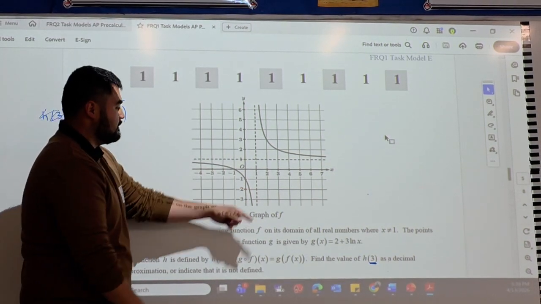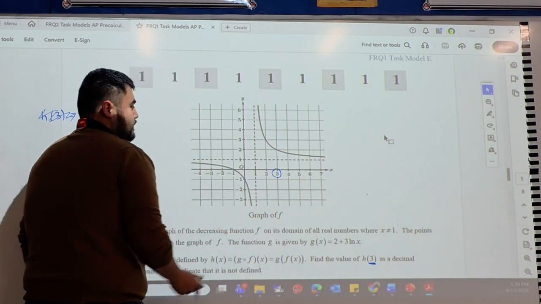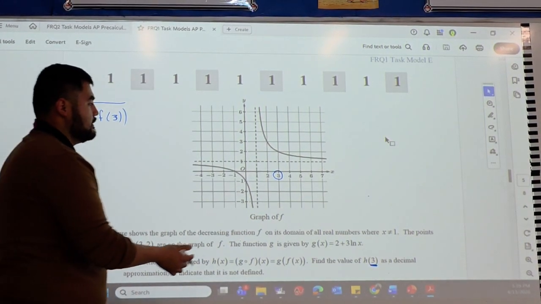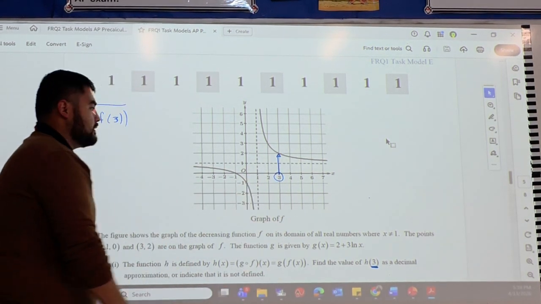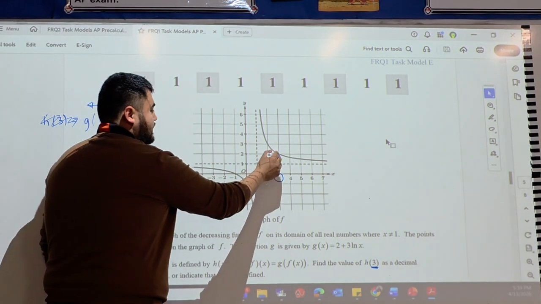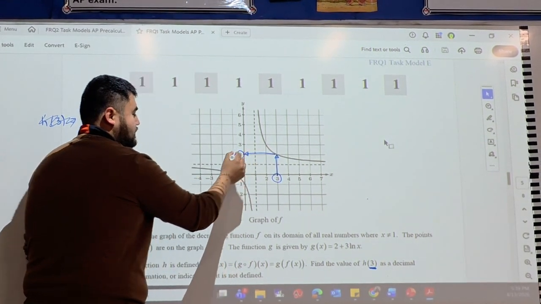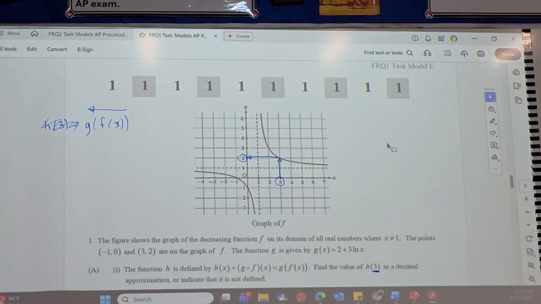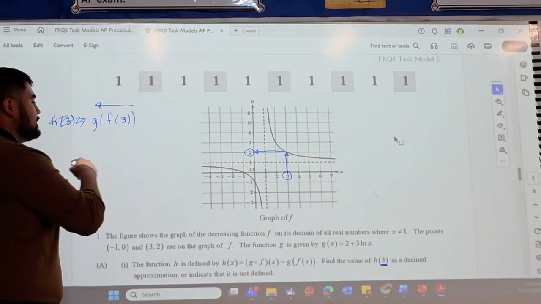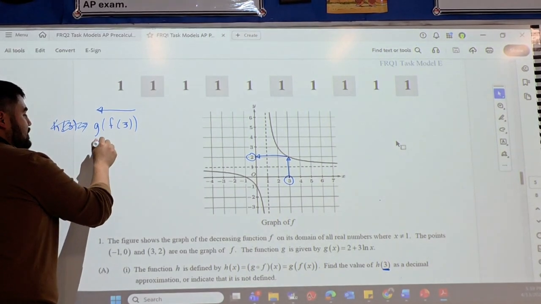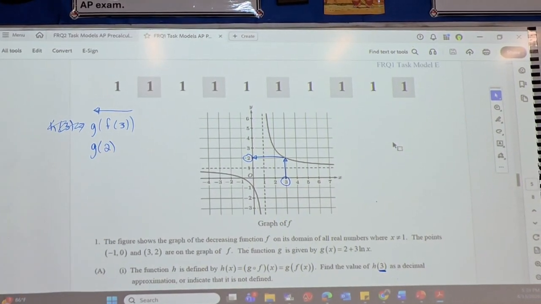So an input of 3, follow the graph. Is it above the 3 or is it below? Well, it's above it. So as you follow through, once you hit it, go to the y-axis and get your output being 2. So here we're gonna have g of 2.